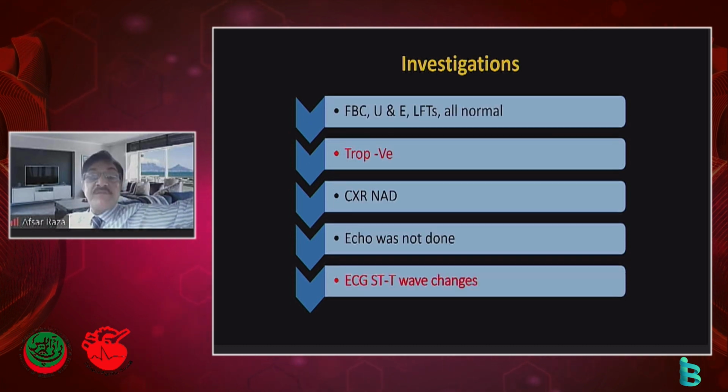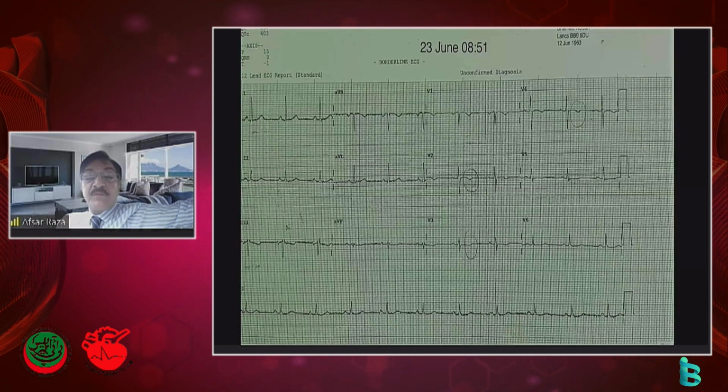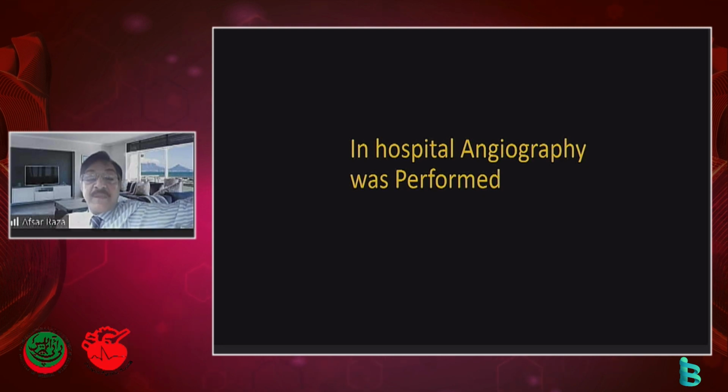There was some anxiety and stress in the history. There was no previous history of MI. All the bloods were negative, normal. The troponin was negative, and there were ST-T changes in the ECG, as you can see from V1 to V4. And we took the patient to the angioplasty as an unstable angina.